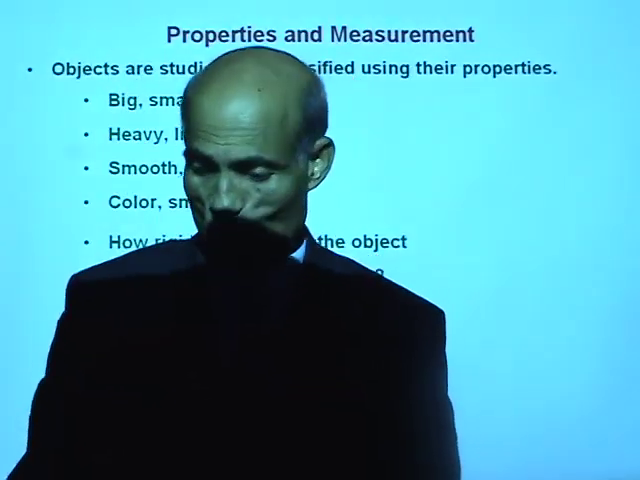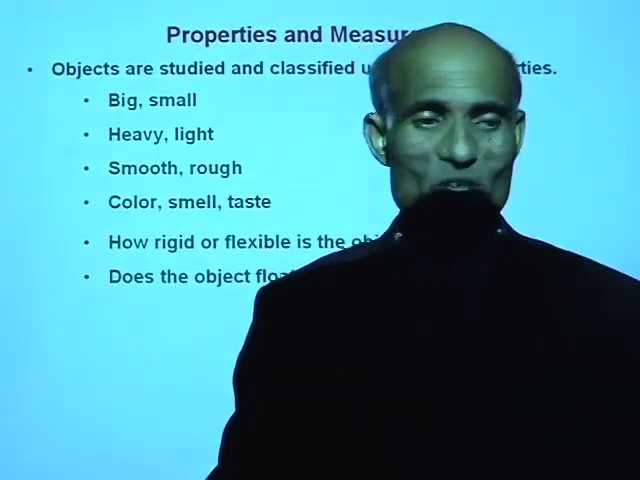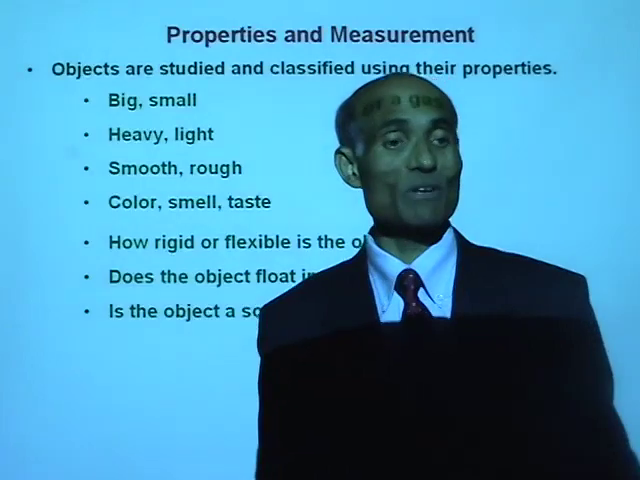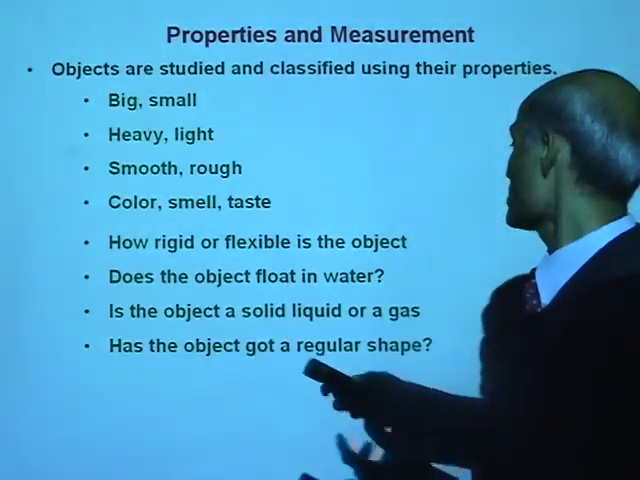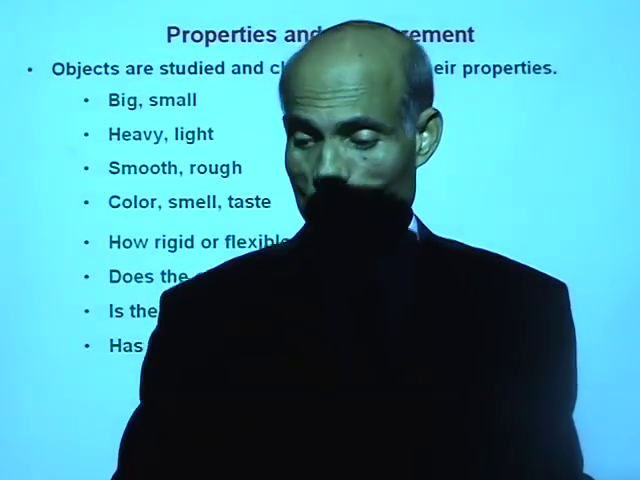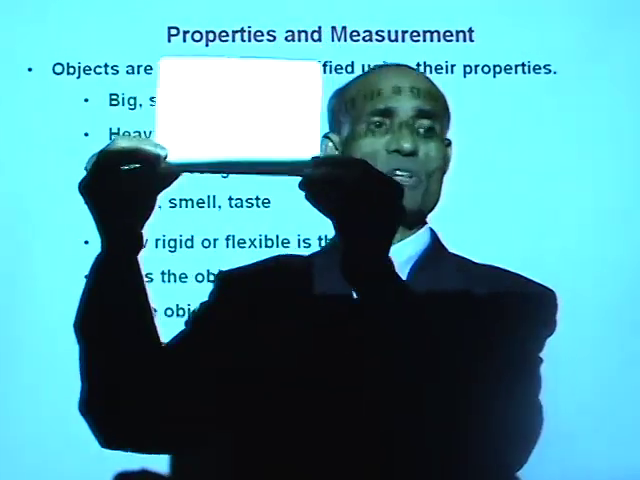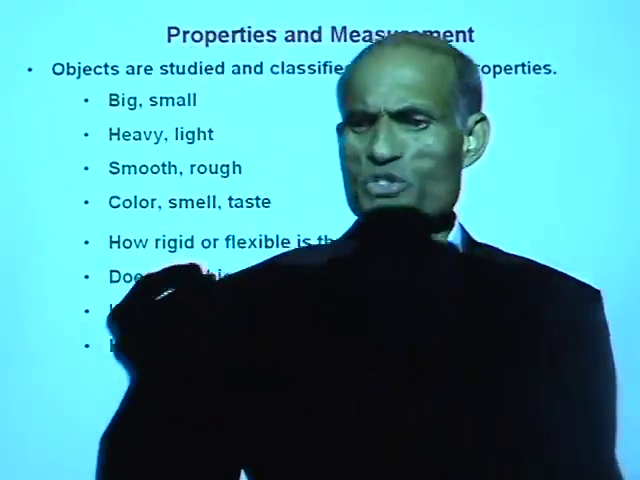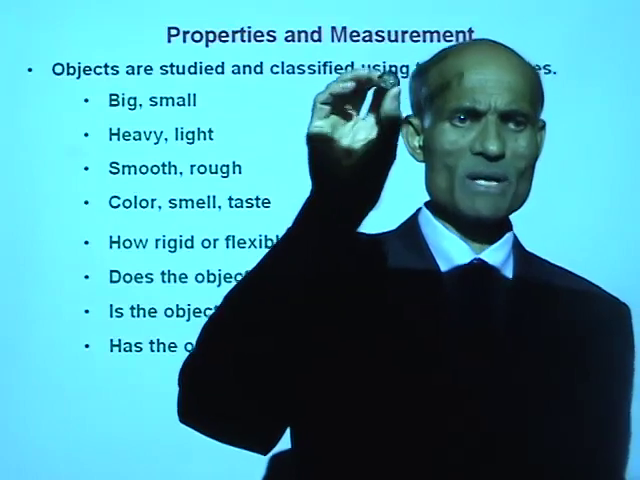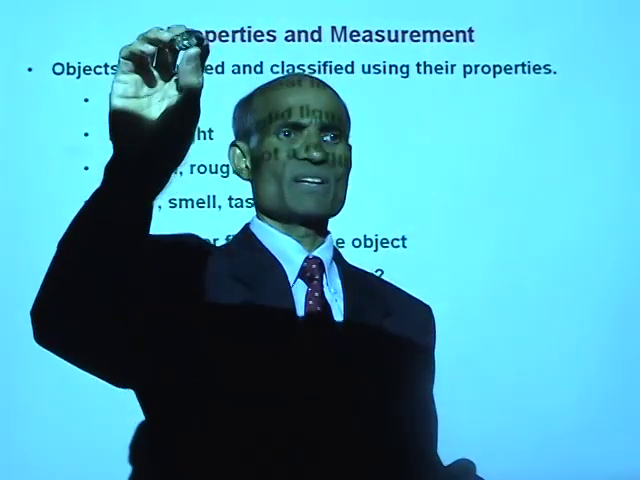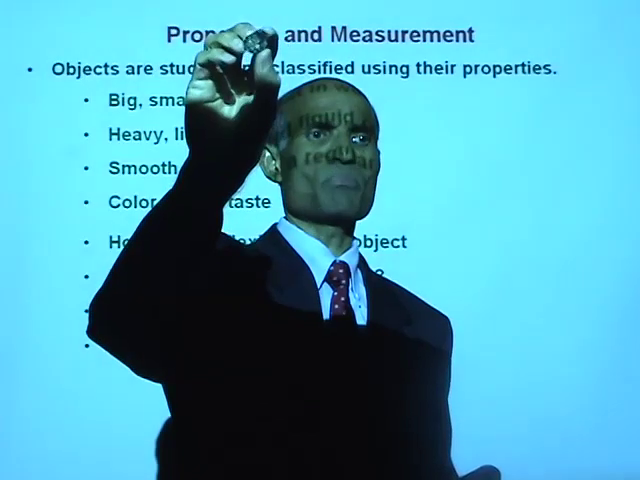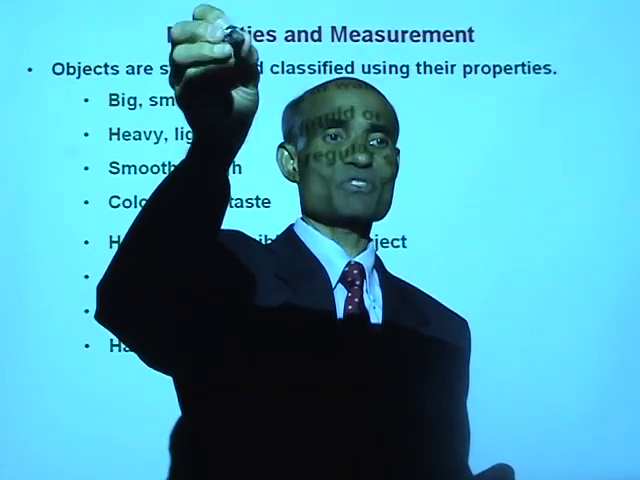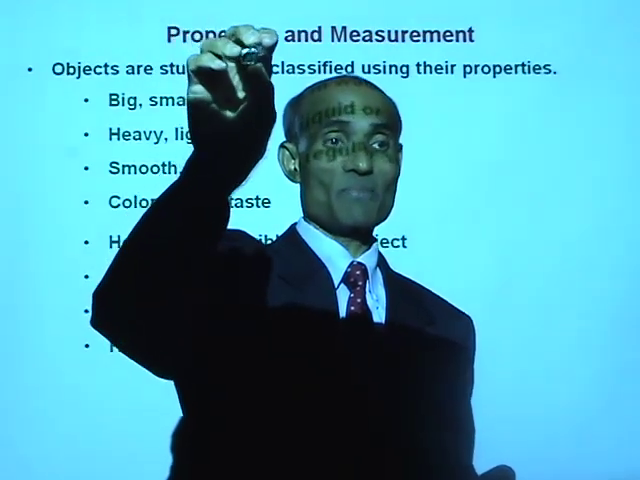Right. So look at the properties that we can assign to object. Is the object a solid or a liquid or a gas? Has the object got a regular shape? If you look at this, here we have a regular shape. Now, how about this object? Can you see what I'm holding? Well, has this got a regular shape? Well, look at the shiny characteristic of it. It's quite shiny, is that right?